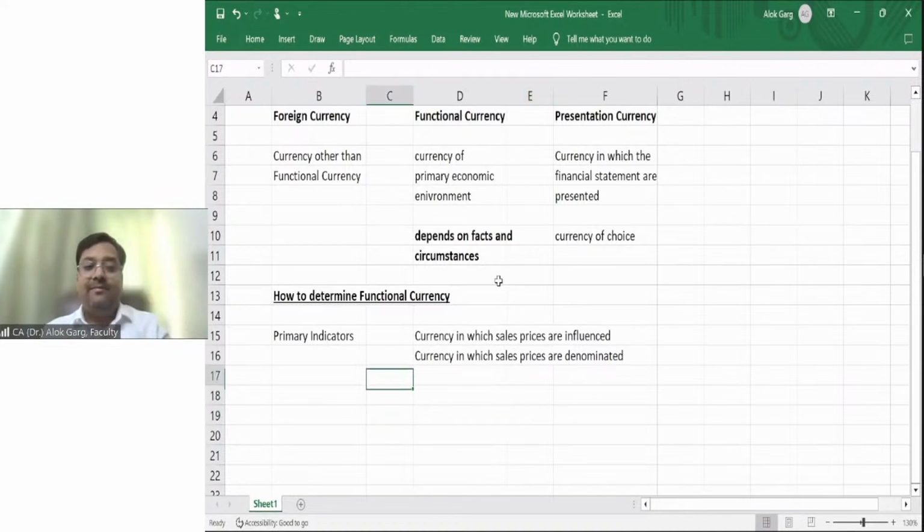Right? Currency in which sales prices are denominated. Currency in which input costs are denominated.